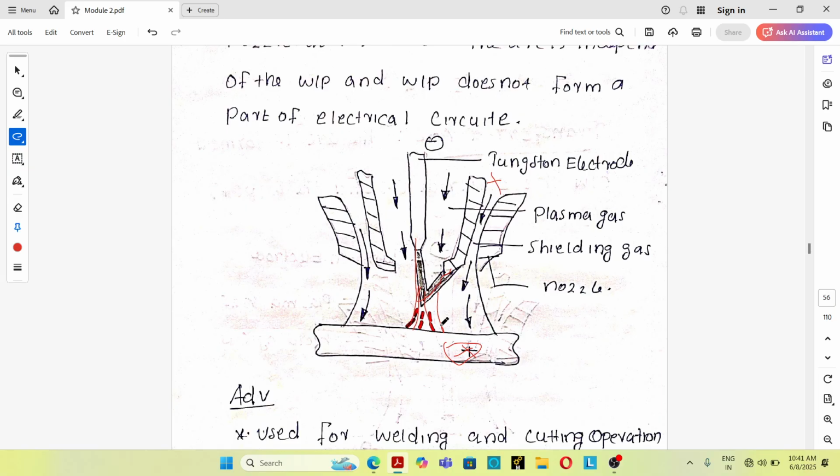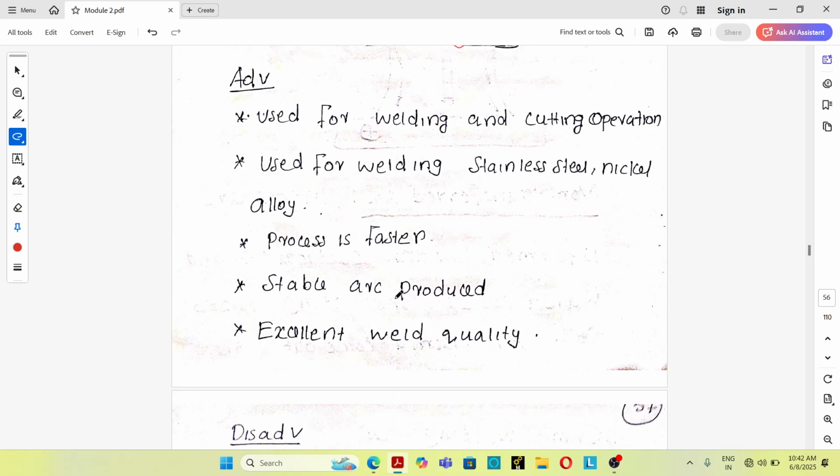So these are the two different types of plasma arc welding process: transferred arc and non-transferred arc. In the transferred arc welding process, the arc is created between the tungsten electrode and the workpiece. In the non-transferred arc welding process, the arc is created between the tungsten electrode and the water-cooled constricting nozzle.